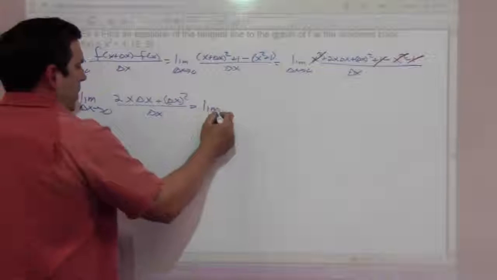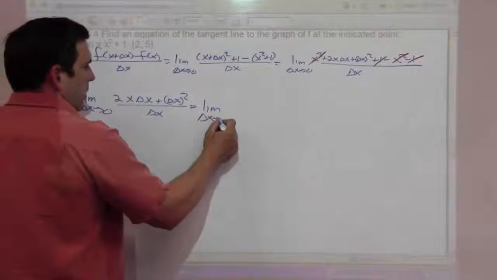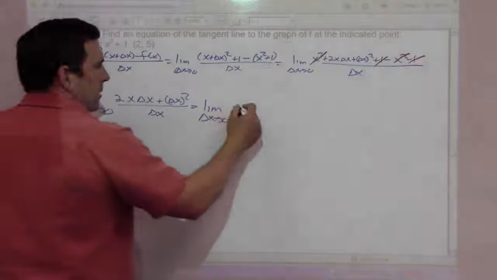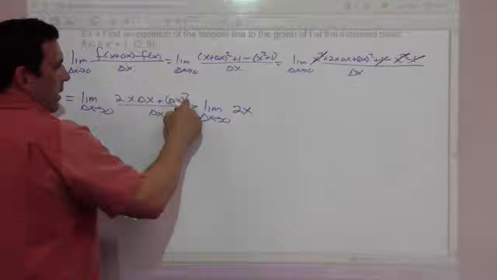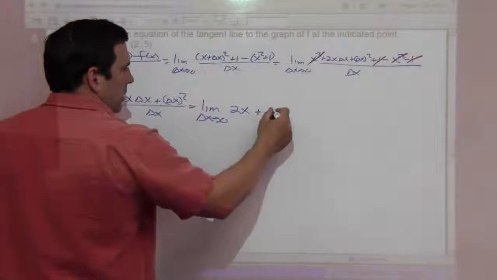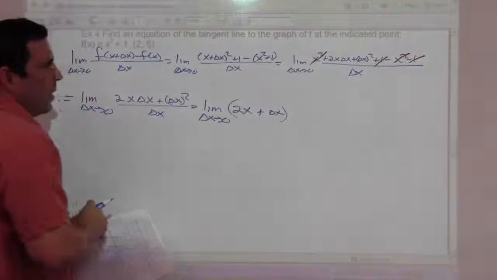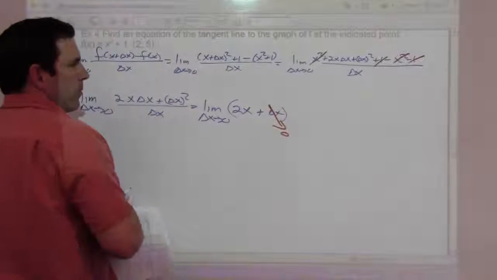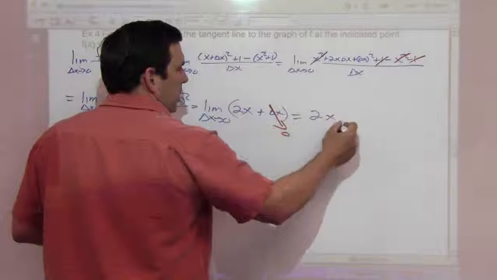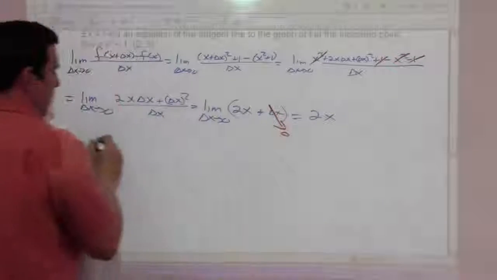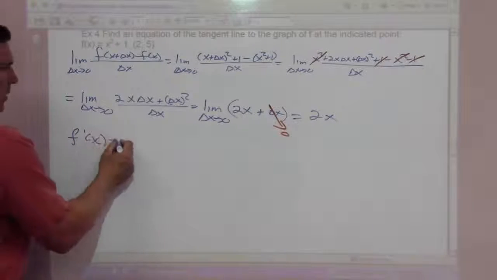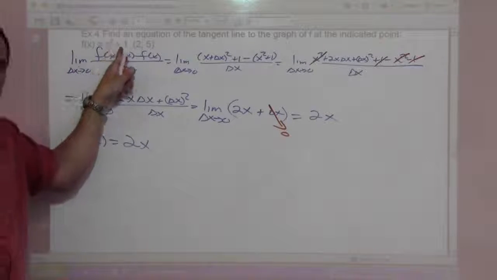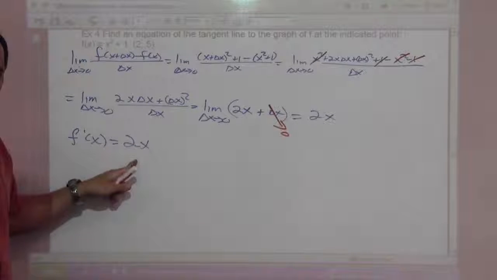This is the limit as delta x goes to 0 of 2x delta x divided by delta x, which is just 2x. Delta x squared over delta x is just delta x. And now as delta x goes to 0, this part becomes 0. So we get 2x. So that f prime of x is 2x. The derivative of f of x equals x squared plus 1 is 2x.